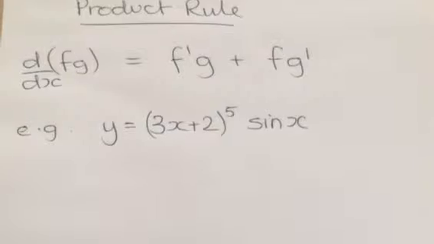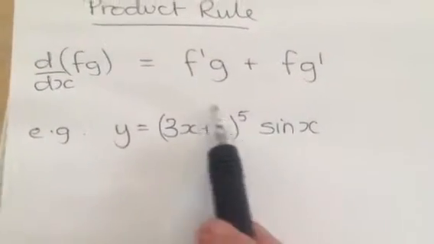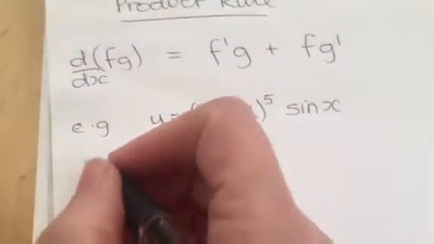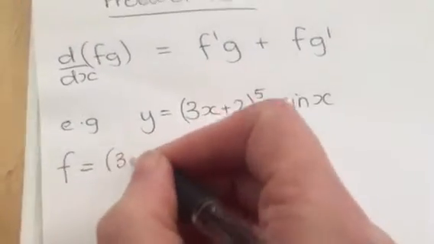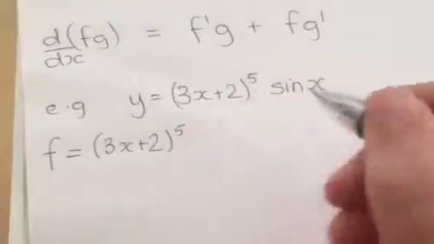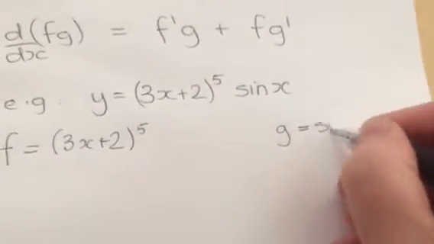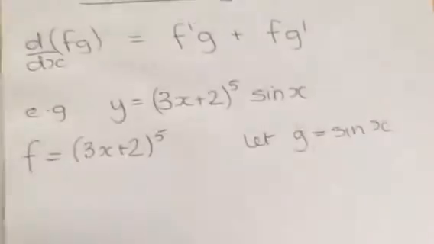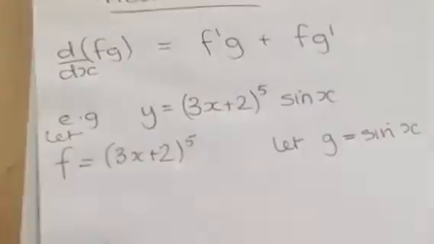So we'll look at an example to illustrate it. So here's y. This is my first function and my second. So the first thing to do is to identify those. So we'll call f (3x plus 2) to the 5, and we'll call g sine x. And because you're introducing f and g, you should really say let g equal, and you should have let f equal.